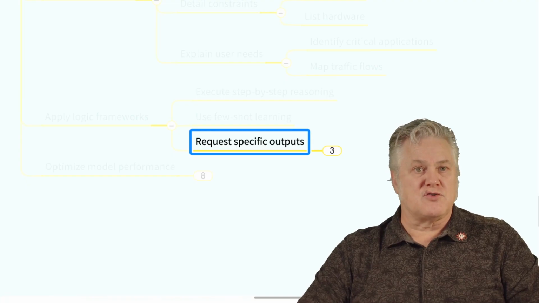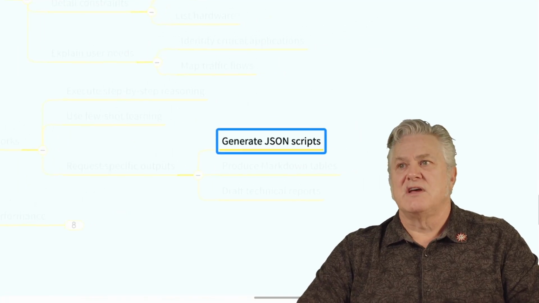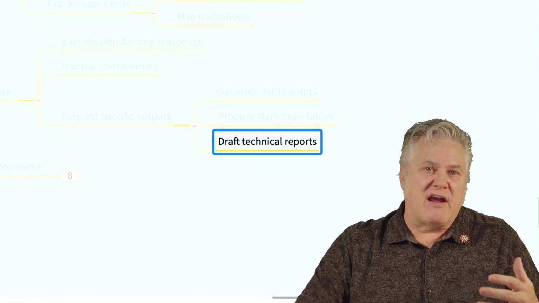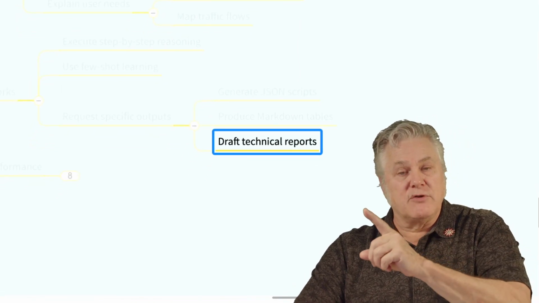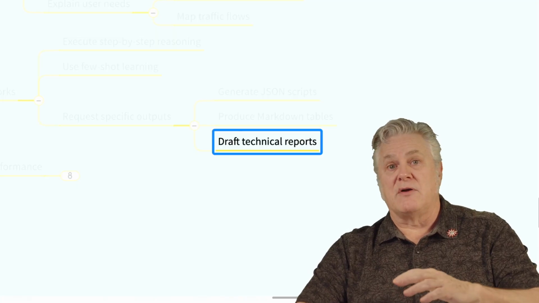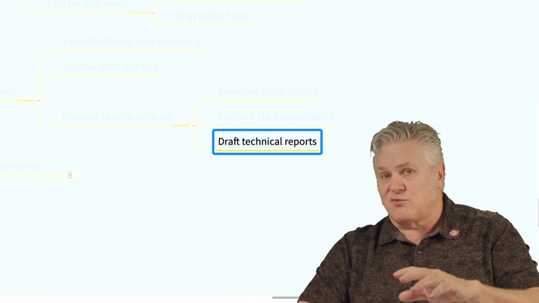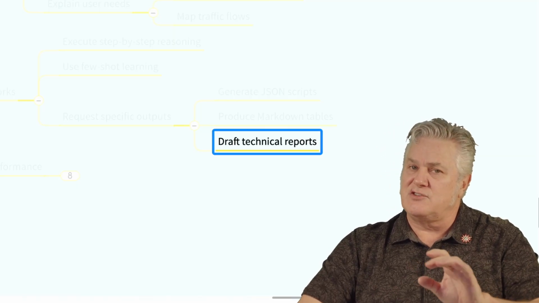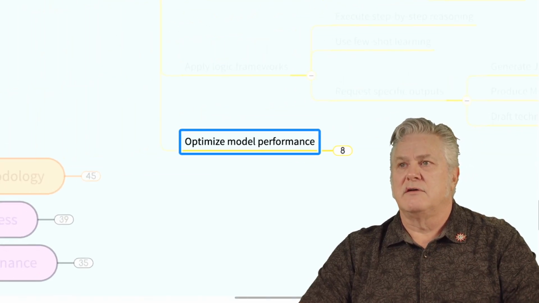You could also request specific outputs, things like JSON files, markdown tables, or drafting a technical report. I would be really careful about these at first. Remember, it's not going to get this right the first try, so you're going to have to review it and make sure that it's true, but it's a lot easier than doing all the writing that goes along with it.